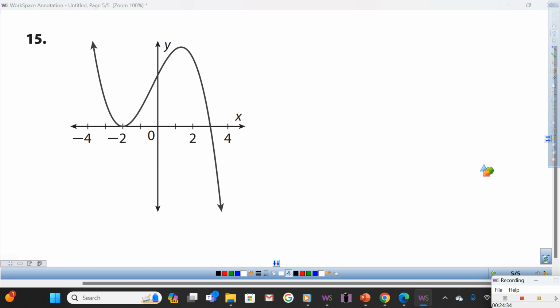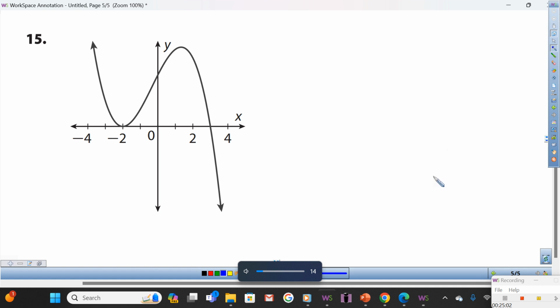So according to this problem, they want us to write the equation for the function. So, did everybody graph it already? All right, here we go. Any more time? Okay, we good? All right.